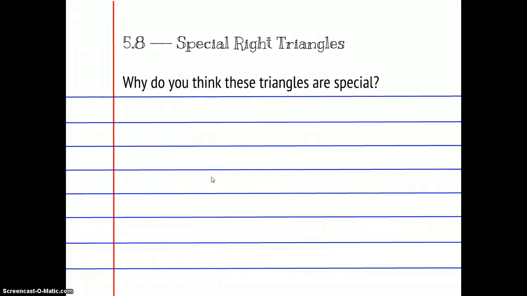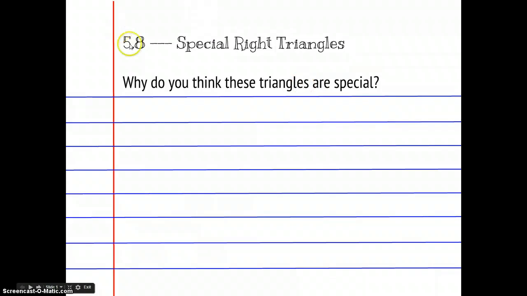So I want to take some time and talk to you about 45-45-90 special right triangles. What I want you to be thinking about as I'm talking and as you are writing this down in your notebook is, why do you think these triangles are special? What is so different, what is so great about these triangles versus regular right triangles? Because these ones are special.